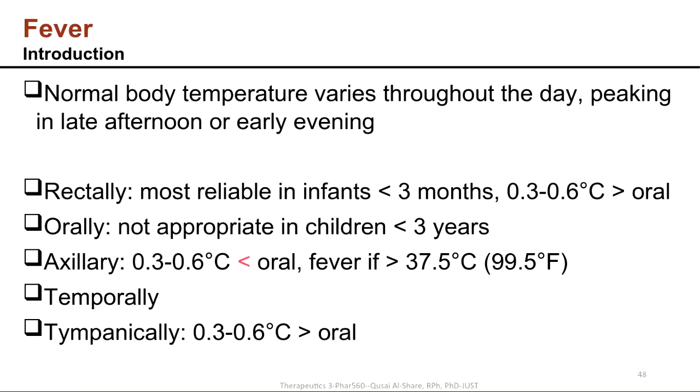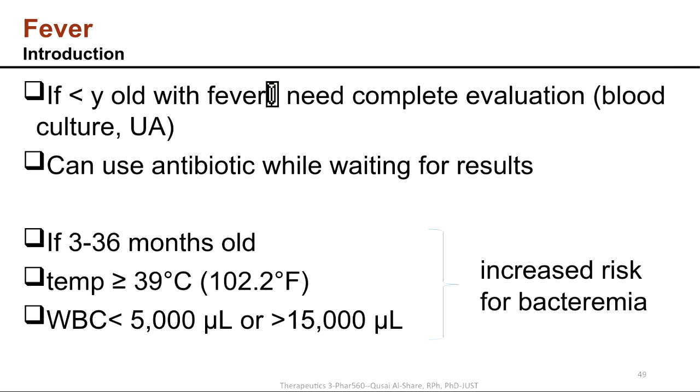Axillary, under the armpit, is about 0.3 to 0.6 less than the oral temperature. Fever by axillary temperature is more than 37.5, or 99.5 degrees F. Temporal, in the head, or tympanic, is normally more than the oral body temperature by 0.3 to 0.6 degrees. Again, you need to know the differences in temperature between each method of getting body temperature.